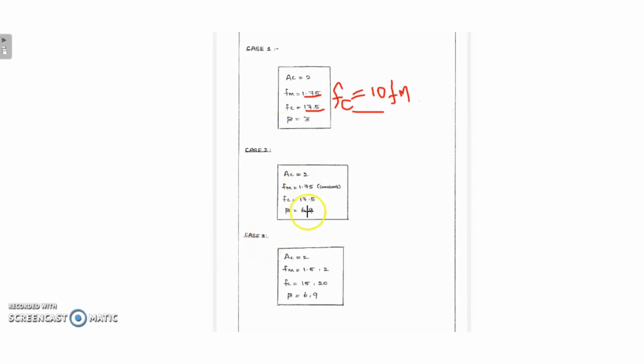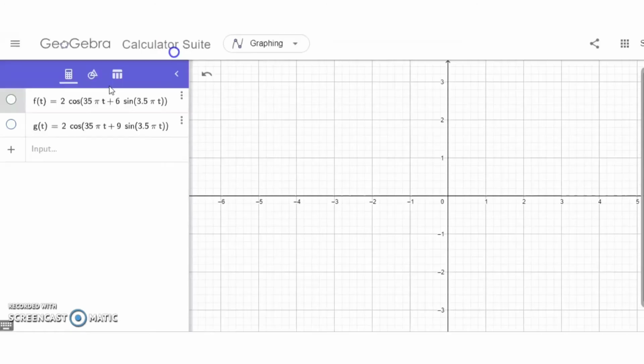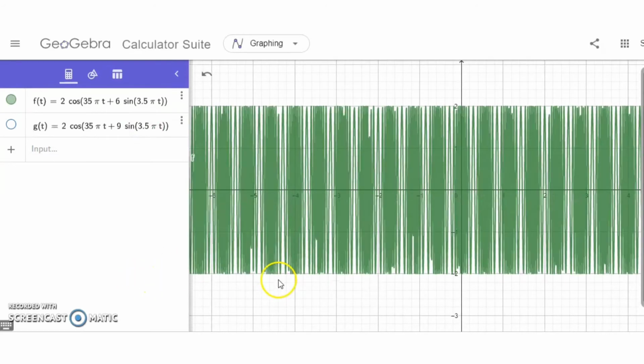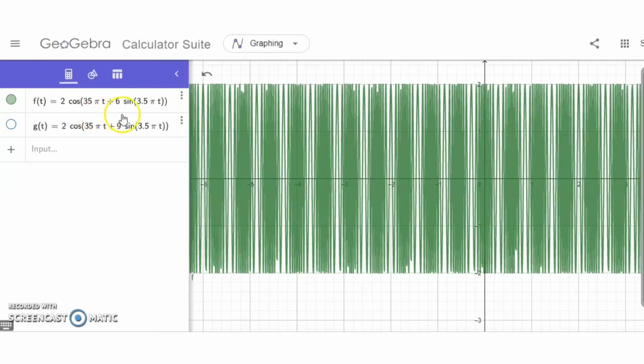Okay, we move on to case 2. Here we vary the beta value while keeping Fm constant at 1.75. For this, we get the output like this for the FM equation. I am keeping beta equal to 6 and Fm constant for both cases. We can observe the graph, and it is similar to FM.